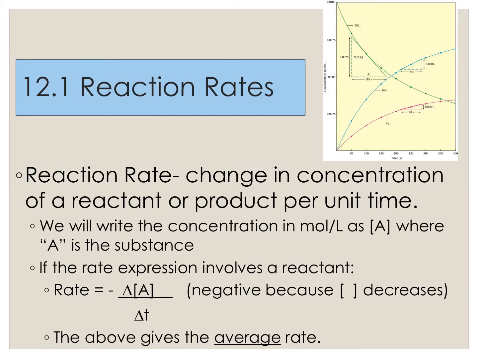If the rate expression involves a reactant, we have rate equals a change in the amount over a change in time. This is always going to be negative because the concentration of our reactants must decrease. If a reaction is occurring, we have to be using up reactants. That's what a chemical reaction is: reactants becoming something new. So the concentration of that reactant is now gone. When we do this, we're getting an average rate over an entire reaction.